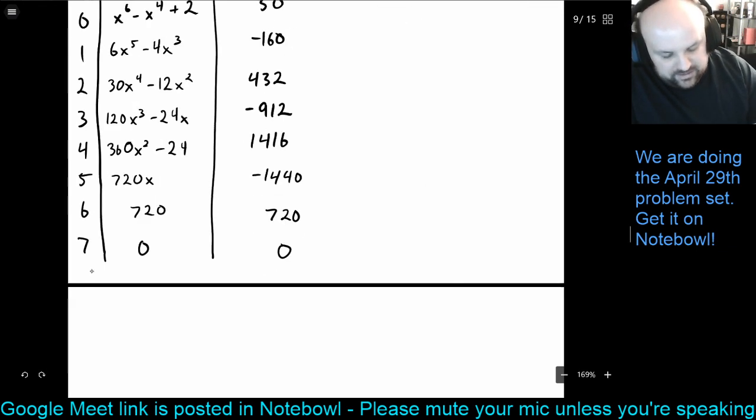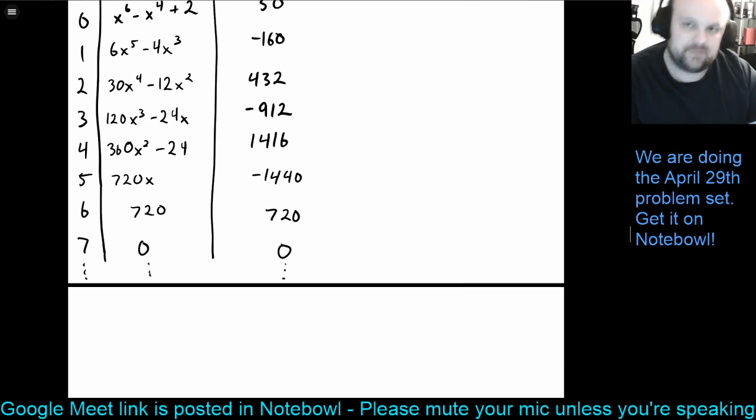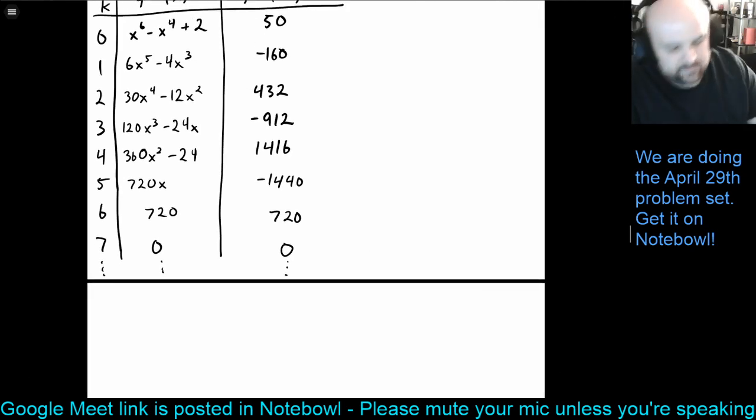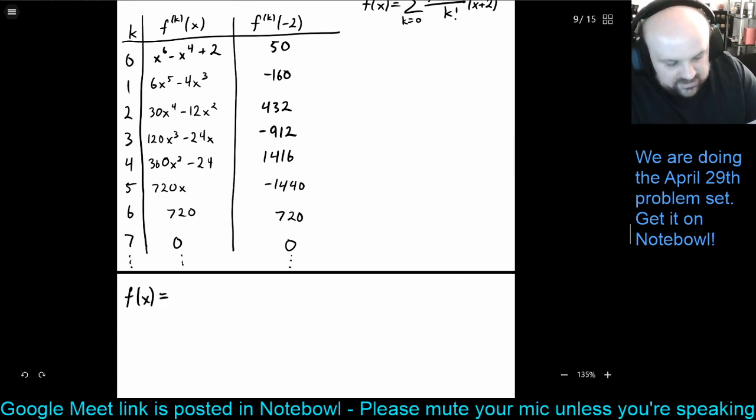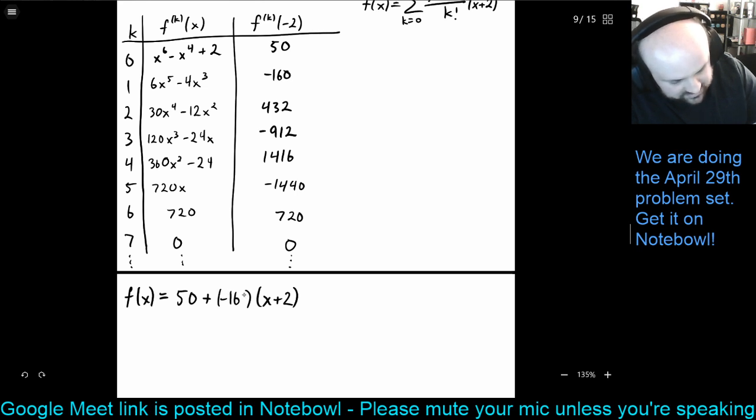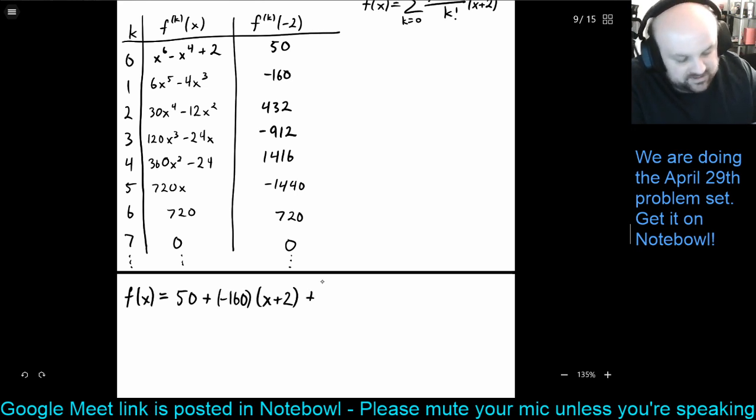So after 7, all of these just keep being 0 forever, because the derivative of 0 is always 0. Well, that means to compute the polynomial here, f of x is the 0th term plus the first term times x plus 2. Let me make sure that looks like 160. And then plus 432 over 2 factorial, x plus 2 squared.